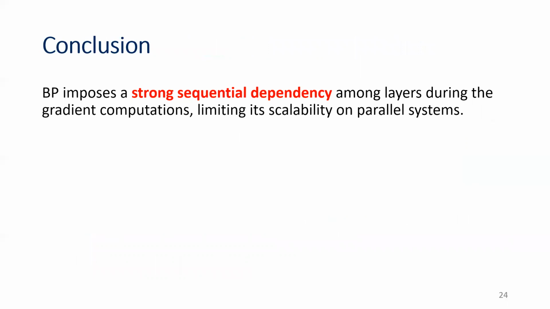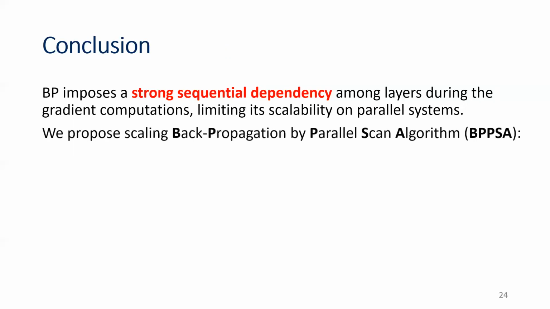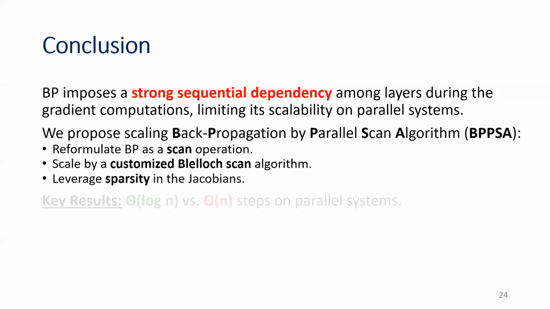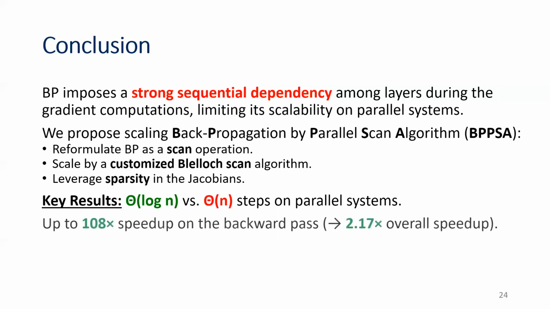To conclude this talk, BP imposes a strong sequential dependency among layers during the gradient computations, which limits the scalability on parallel systems. To address such dependency, we propose scaling back-propagation by parallel scan algorithm, which includes 3 key ideas: reformulating BP as a scan operation, scaling BP by a customized Blelloch scan algorithm, and leveraging the sparsity in the Jacobians for further optimizations. Our method achieves logarithmic steps instead of linear on parallel systems, and in the extreme cases, our method is able to achieve up to 100x speedup on the backward pass, which leads to a 2.17x overall speedup on our RNN benchmark.